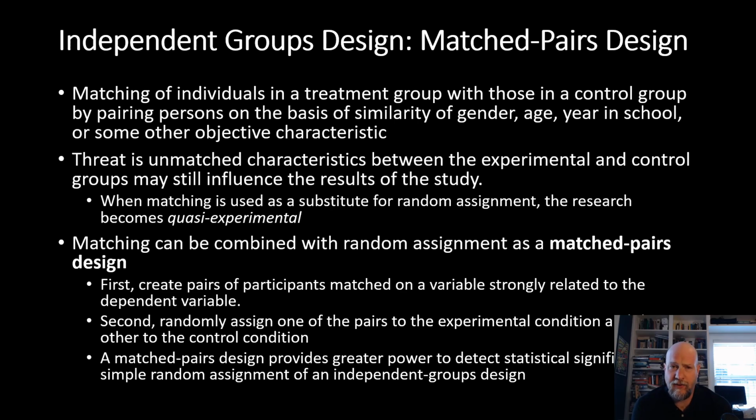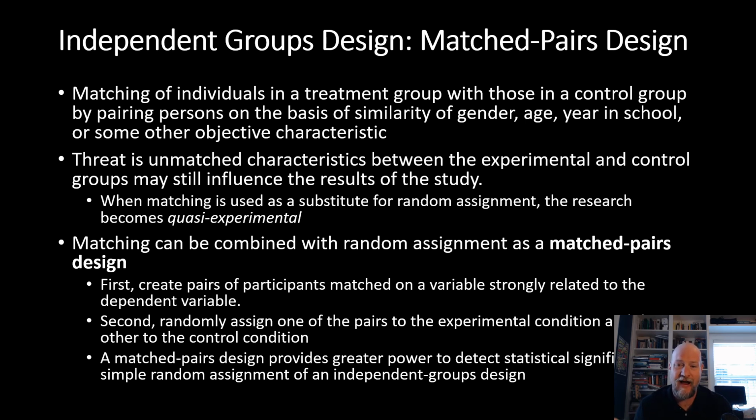A subtype of between subjects design is called matched pairs. This is another approach one can use in a design. The idea is that you match individuals in the treatment group with those in the control group by pairing persons on the basis of some similarity that they share, some objective measurable characteristic. That could be gender, age, year in school, whatever it is you're interested in.